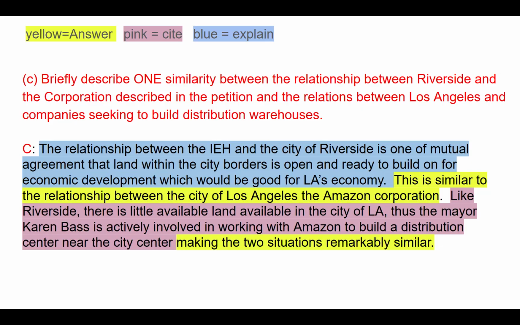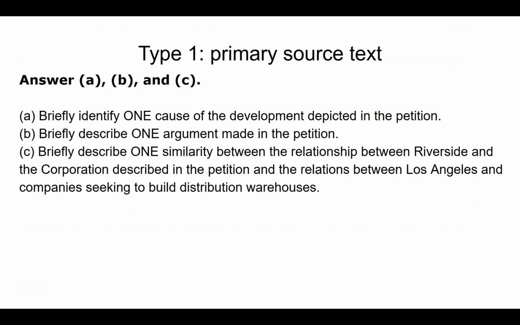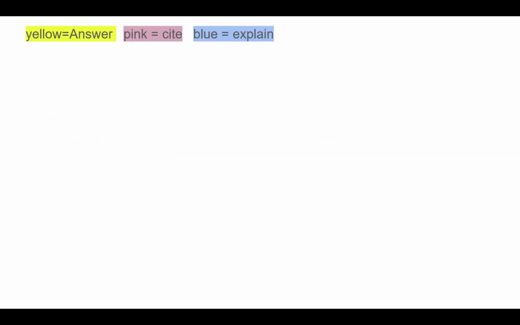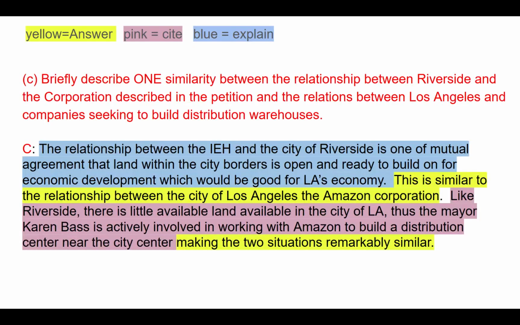Okay, so quick review. Those are the three prompts: one cause, one argument made in the petition, and then one similarity between the relationship and/or one similarity between what's happening in the document and outside evidence that you should have learned in your studying, your reading, or your listening. Okay, so that is the hypothetical.